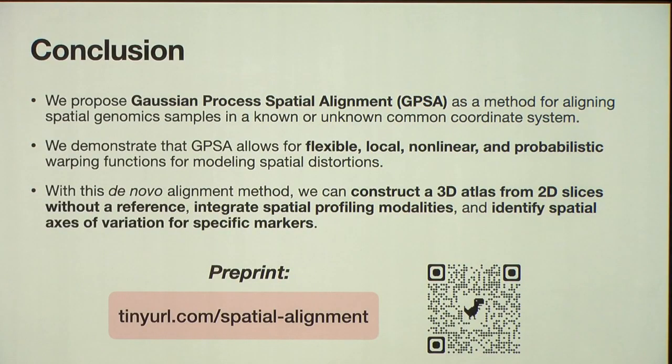Bringing the talk to a close here, in this work we propose GPSA, Gaussian Process Spatial Alignment, which is a method for aligning spatial genomics samples as well as histology data and other modalities into a common coordinate system. It allows for flexible, local, nonlinear, and probabilistic warping functions. And with this alignment method, which can be de novo or template-based, we can construct 3D atlases from 2D slices with or without a reference sample. We can integrate spatial profiling modalities, and we can also look for axes of variation for specific markers.